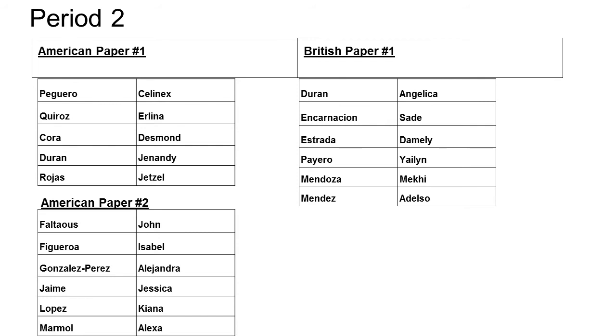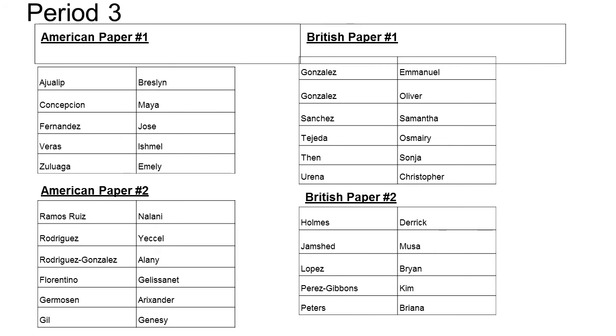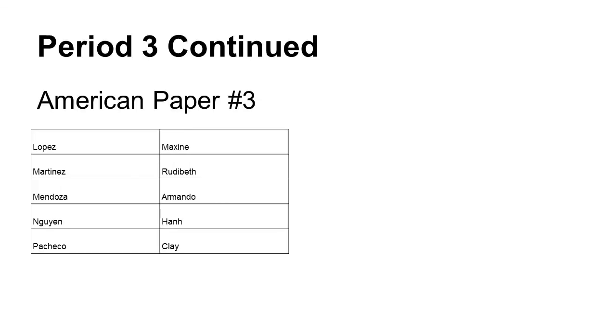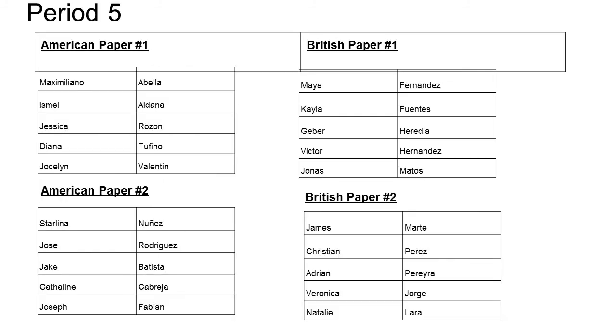Period 3, well, period 3 continues onto the next slide. But we have 3 American papers, 2 British papers, and the 3rd American paper is right here. And period 4, here are your 4 papers. Period 4's papers are right here. Sorry, this is period 5.